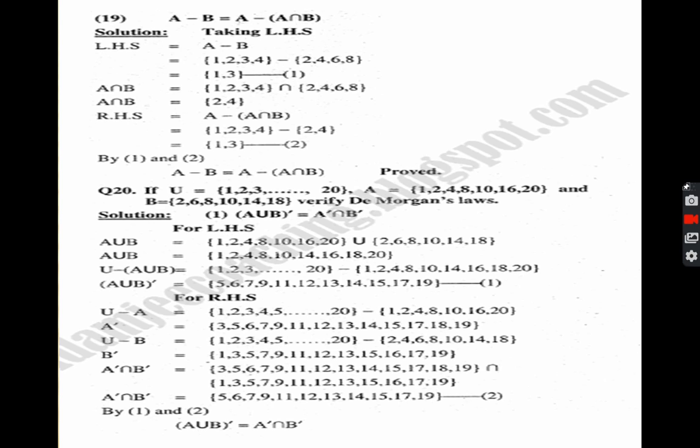A intersect B. The A is 1, 2, 3, 4 intersect 2, 4, 6, 8. This is the value of A and B, and they intersect with each other, the answer will be 2 and 4. Then RHS, A minus A intersect B. So the value of A is equal to 1, 2, 3, 4 minus the value of A intersect B, which is equal to 2, 4. So they subtract each other and the answer will be 1 and 3. By 1 and 2, A minus B is equal to A minus A intersect B. We proved this.